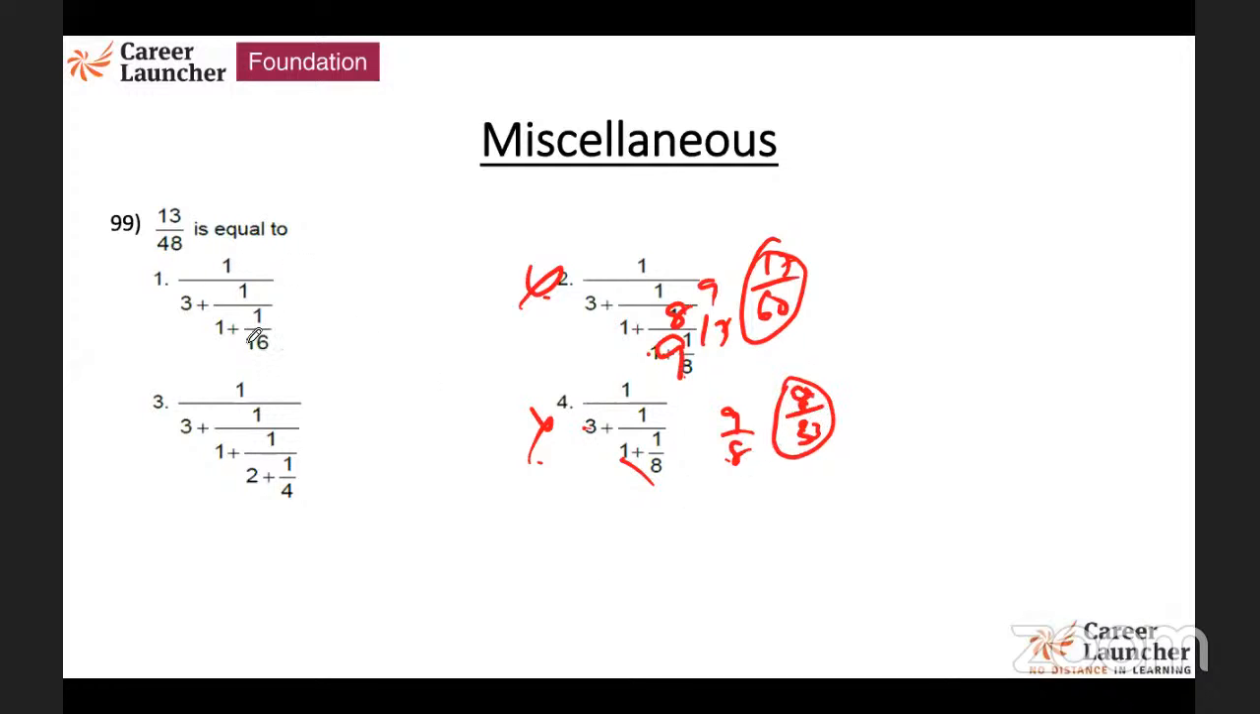It is not 1 also. 16 plus 1, 17. So 16 by 17 I'll get. 17 3s are 51 plus 16. That is 67. 17 by 67 cannot be the answer. Answer is 3 for this.